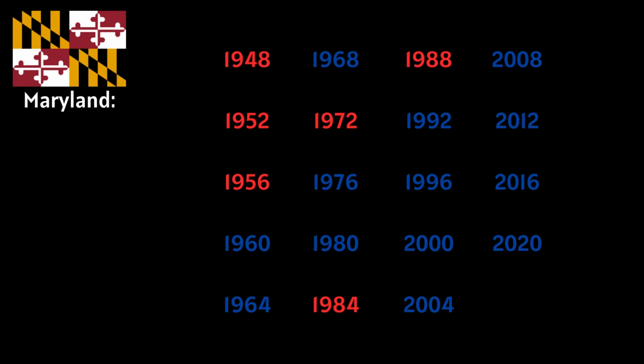Maryland is relatively liberal, voting for Democrats in 13 elections, including every election since 1992. They did vote for Republicans in 1948, 1952, 1956, 1972, 1984, and 1988.